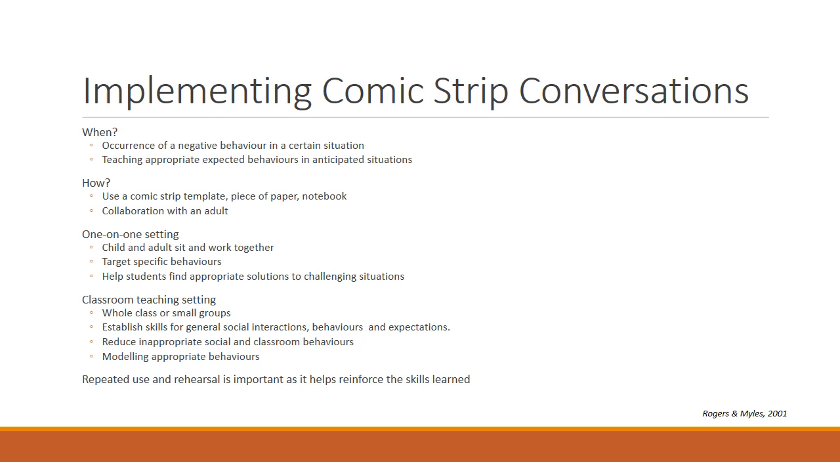One-on-one strategies can be used to target specific behaviors and situations. For example, if an individual with autism offended someone else and they don't understand how they offended them. Adults can also help students find appropriate solutions to challenging situations. A whole class strategy can be used to talk about general social interactions, behaviors, reduce inappropriate social and classroom behaviors, and can be used to model appropriate behaviors. This should not be implemented just once. There needs to be repeated exposure and rehearsal to reinforce and strengthen the understanding of social context.